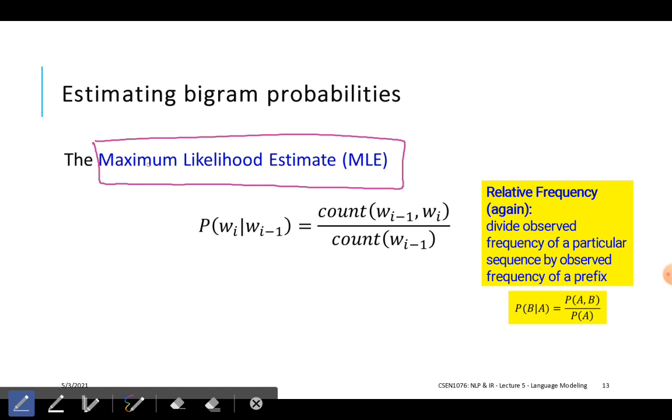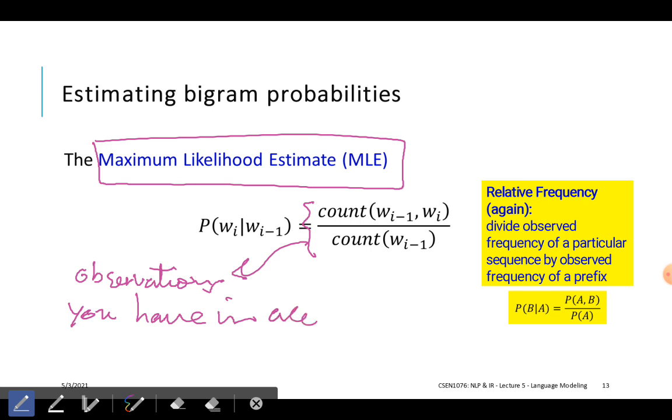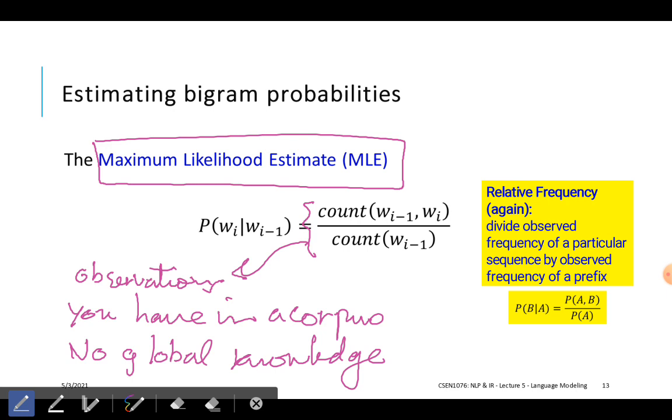Why is it called the maximum likelihood estimate? Because you are basing your counts on observations you have in a corpus. You don't have global knowledge. And this is a crucial difference. Using observations means that you are only counting the things you see. You don't count everything in the language, and the language is quite rich and it's quite diverse.